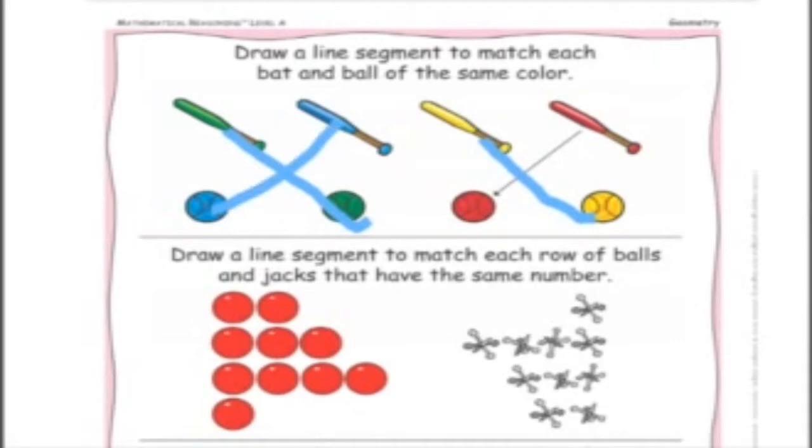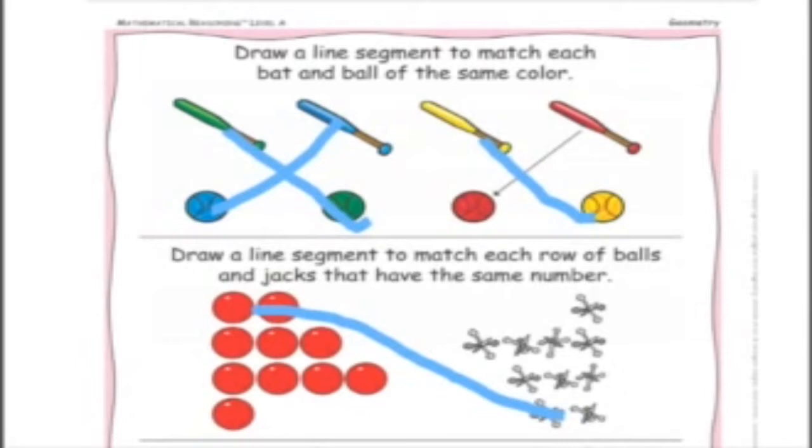Number 2 says, draw a line segment to match each row of balls and jacks that have the same number. So that means I will look for the corresponding number of jacks to each row of balls. Alright, so I have 2 balls here and I will look for 2 jacks. I have them here, so I will match my 2 jacks to my 2 balls.